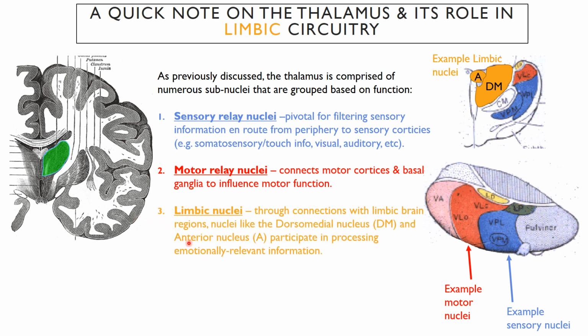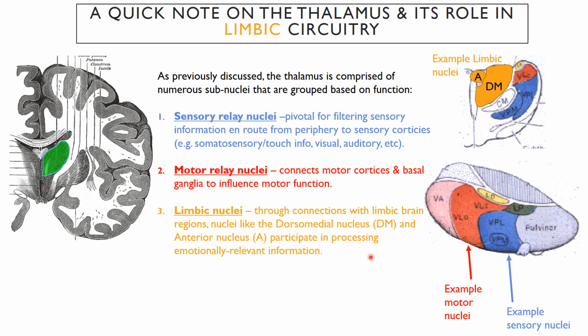Now we're going to talk about the limbic nuclei. So there are subdivisions within the thalamus that are connected to the limbic brain regions. And so some of these nuclei are known as the dorsal medial nucleus. So it's on the medial portion of the thalamus, and the anterior nucleus. And they participate in emotionally relevant information. That's about as much as we're going to talk about on the thalamus.